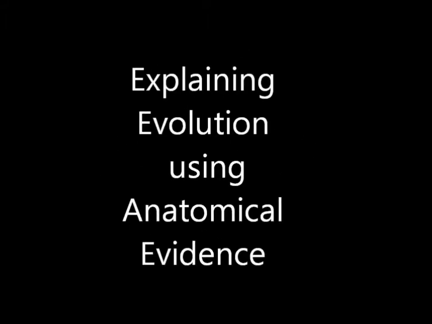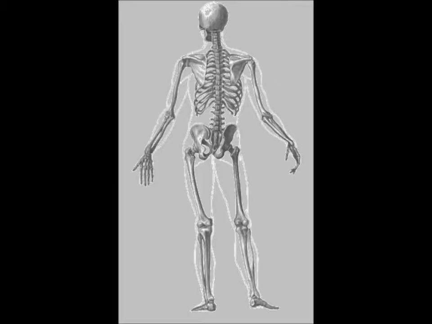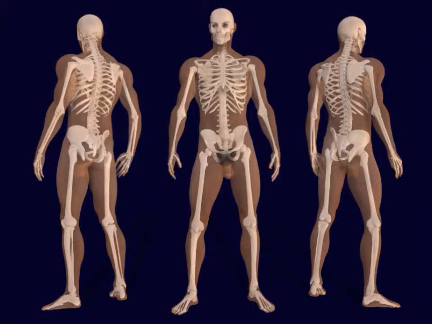First off is the definition of anatomical, which is structure of an organism, such as bones or organs. Skeletal structures and organs are very useful to support the theory that species have changed over time. Some species have bones or organs that serve no useful function.